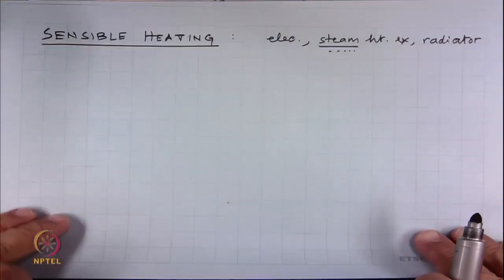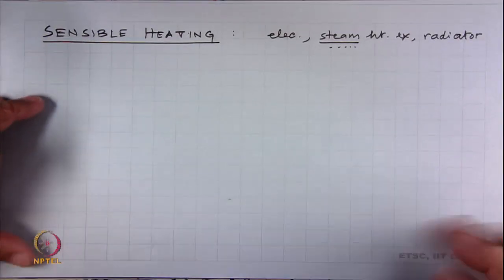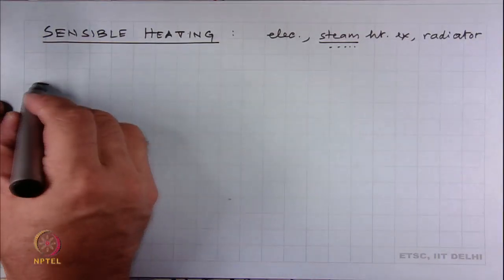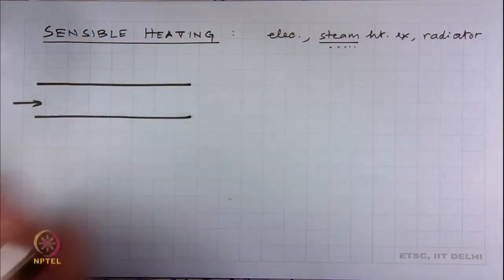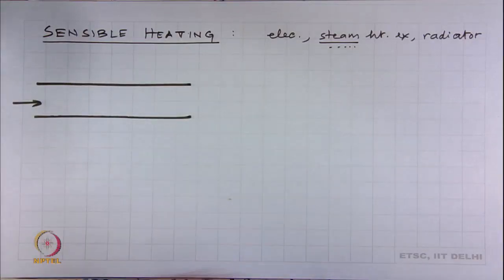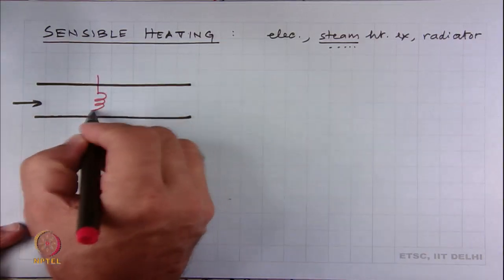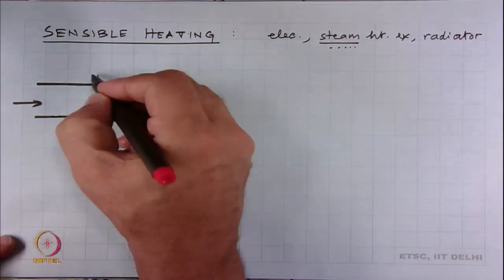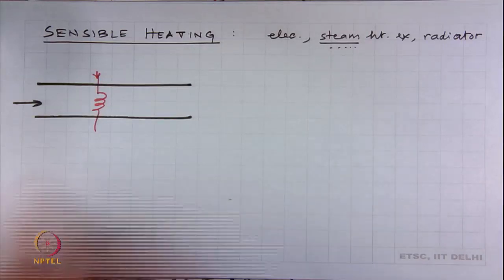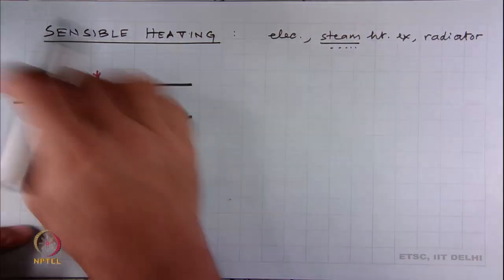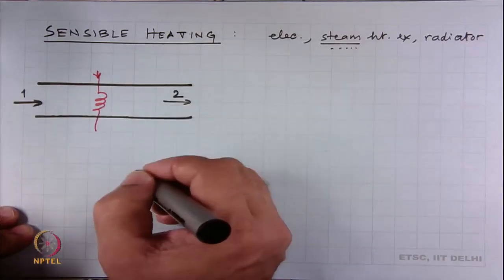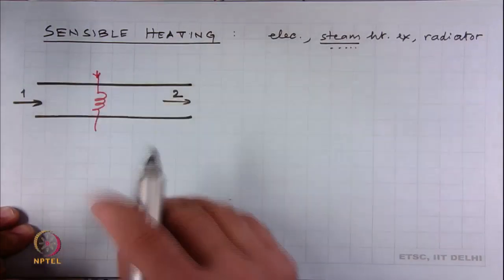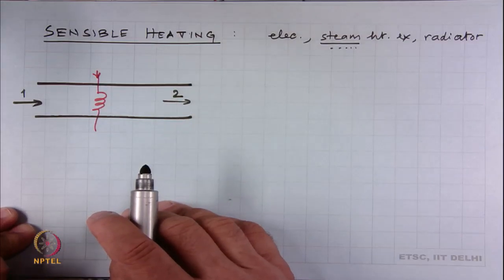And practically this is done in various ways. One is that we have a duct in which say air is flowing, and to heat it we have the simplest thing, an electric coil. We pass current through this. So, this air goes in, this duct is insulated, it goes in at state 1, comes out at state 2, and the only thing that was done is that heat was added to this system.